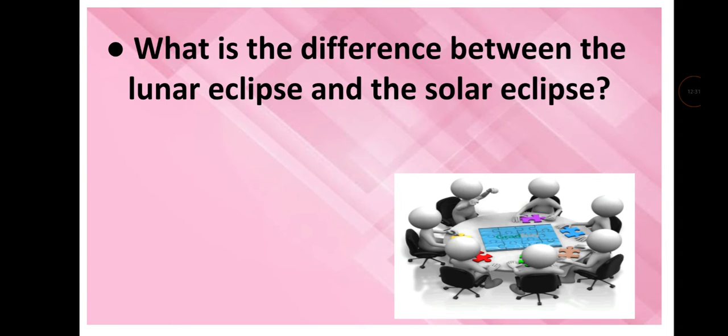Now answer, what is the difference between the lunar eclipse and the solar eclipse? What do you think? Pause the video, answer by yourself. What is the difference between them? The position of the two celestial bodies are different. The earth and the moon changes. When the earth blocks the sunlight, it is a lunar eclipse.